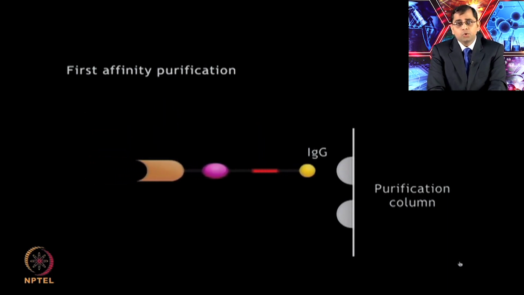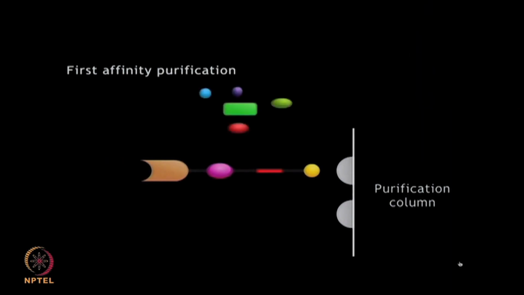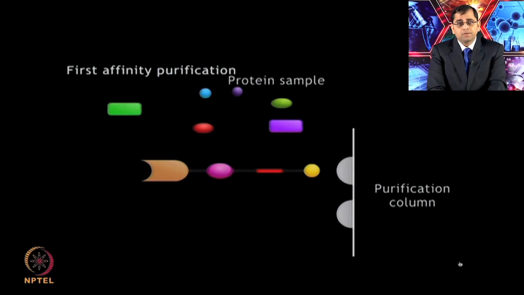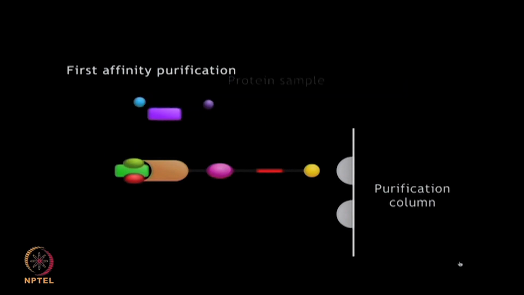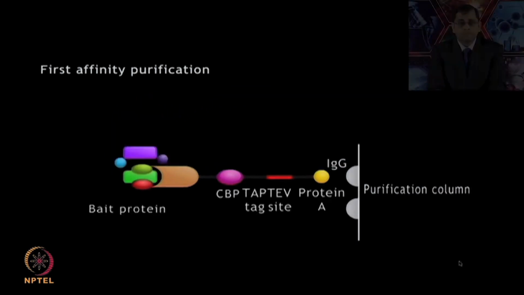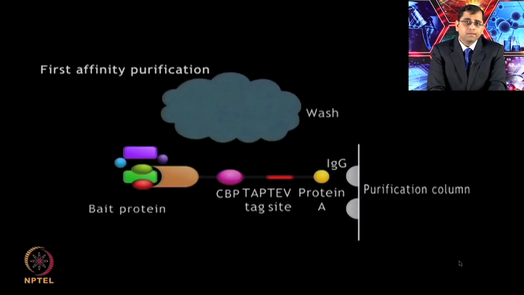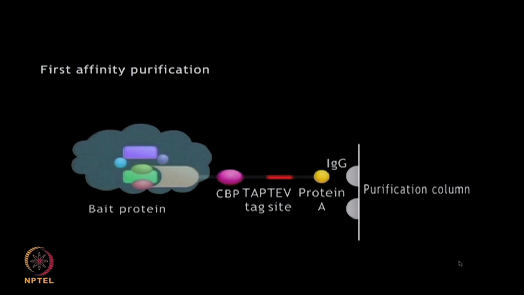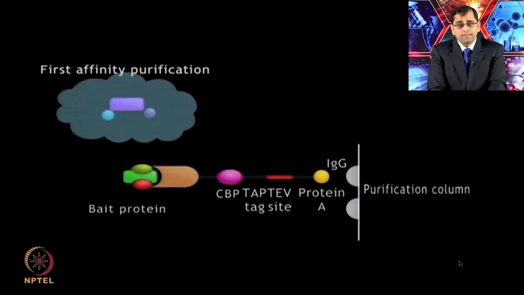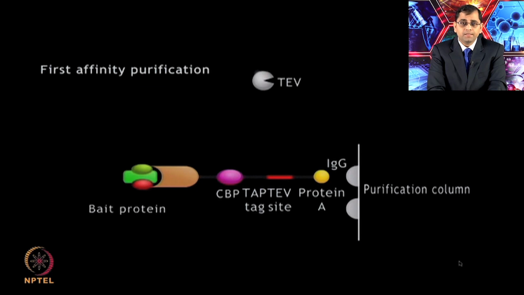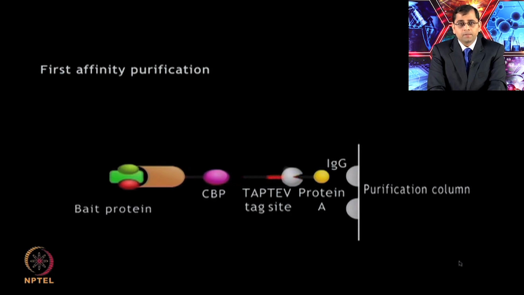The protein mixture whose interactions with the bait protein are to be studied is then added. Some of the proteins form a complex with the bait protein through specific binding interactions. The remaining unbound proteins are then washed away. This is followed by cleavage at the TEV site by the TEV protease to release only the protein complex bound to CBP. These reactions constitute the first affinity step.